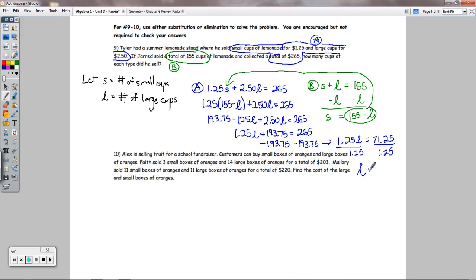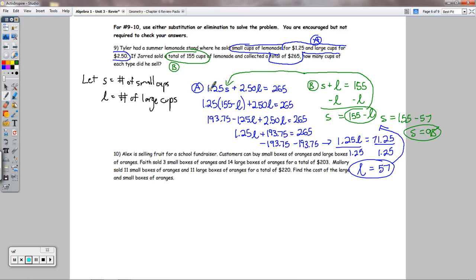And that leaves me with L, the large cups, would be 57. So I can take that then, plug it back in up here, and figure out what S is. So S is then going to equal 155 minus 57. That means S equals, it looks like, 98. And from there, if you wanted to check, you could. It said you're encouraged but not required to do so.